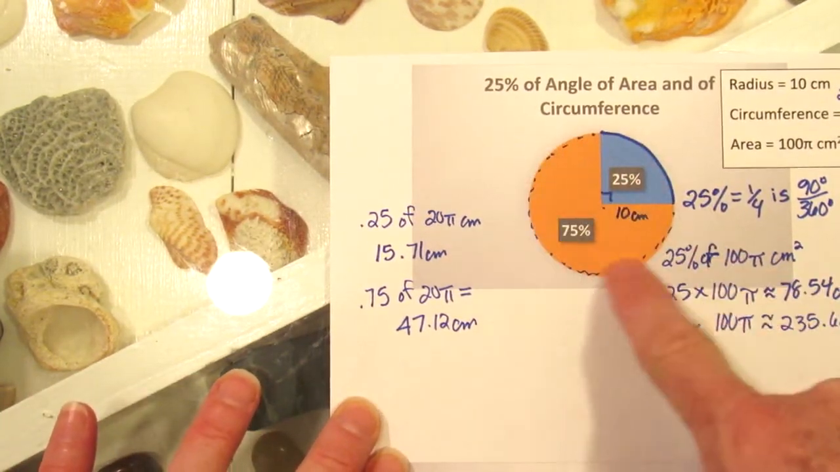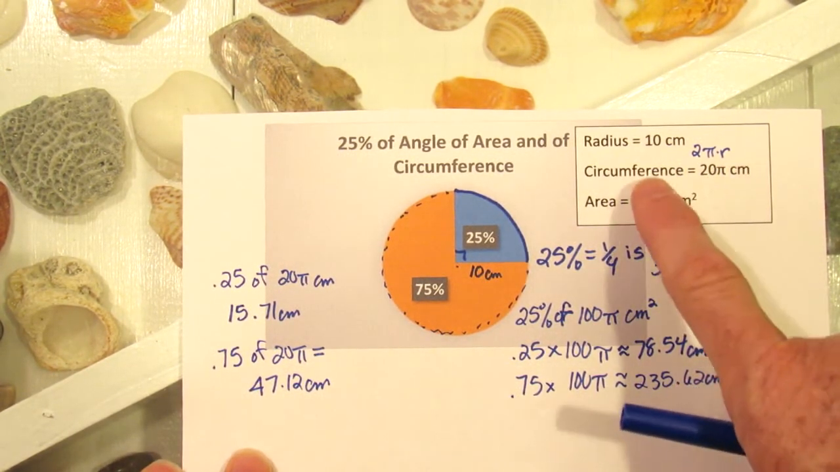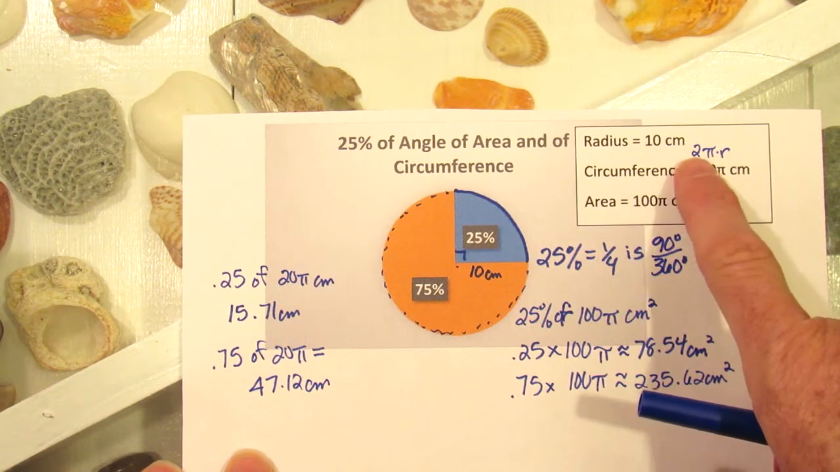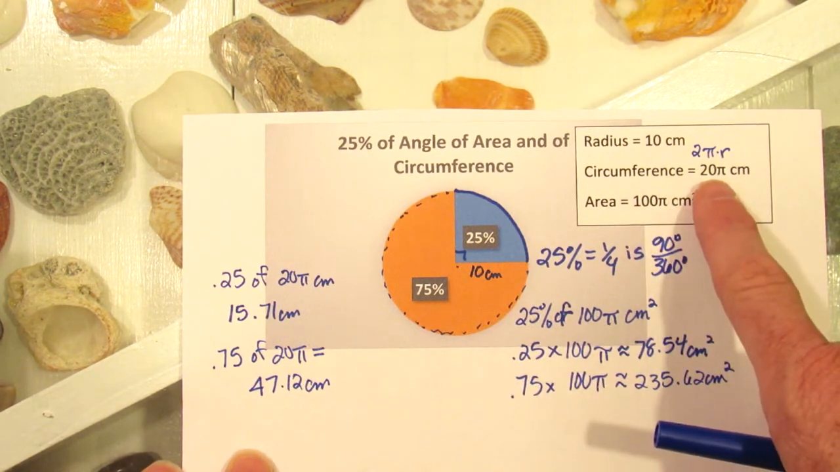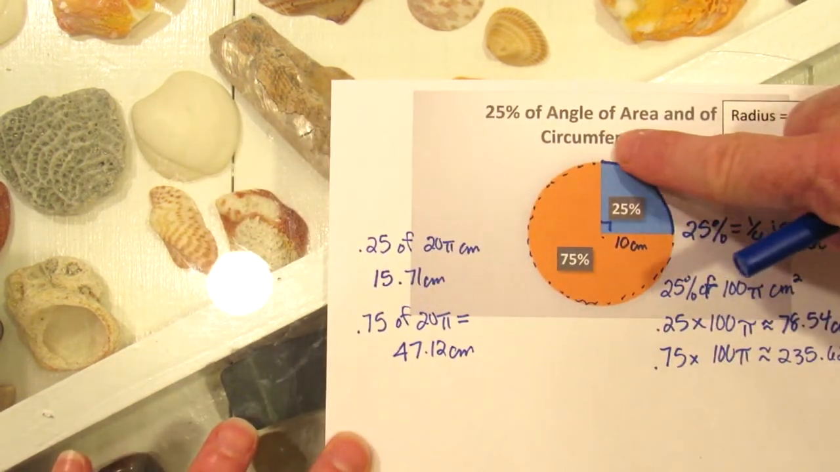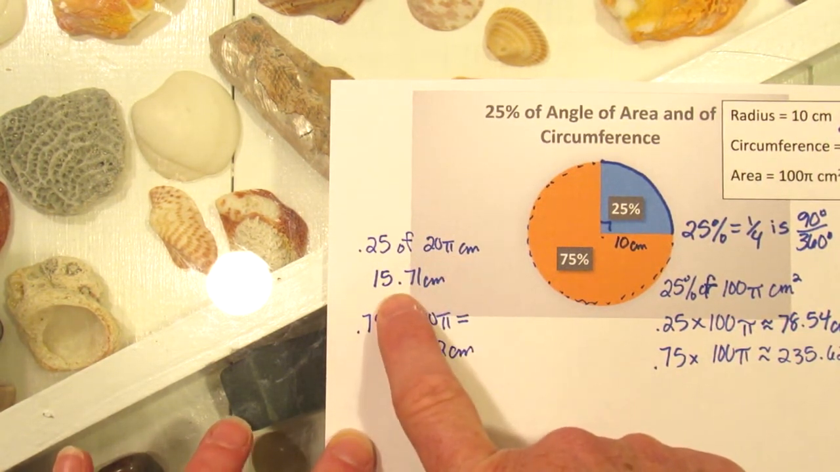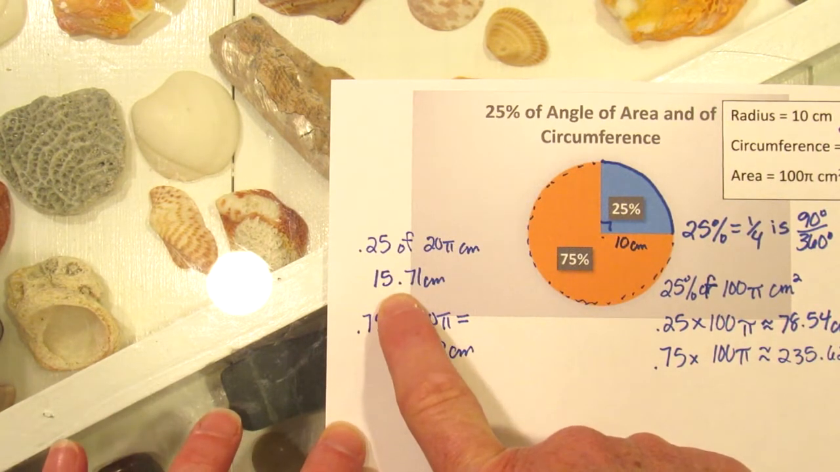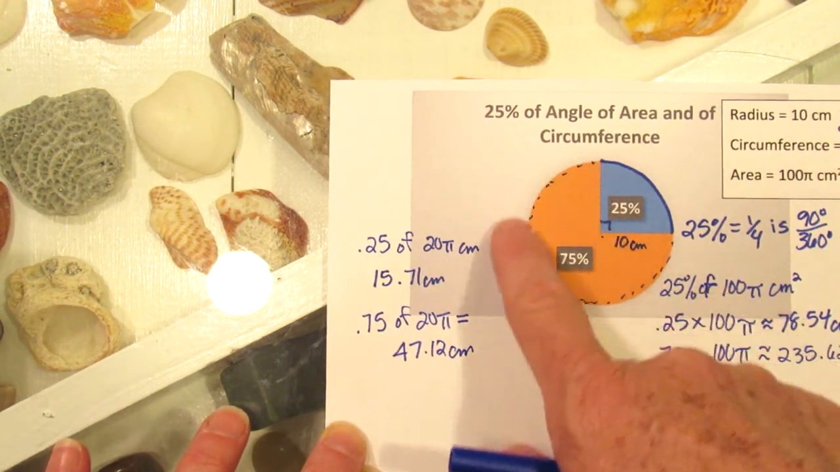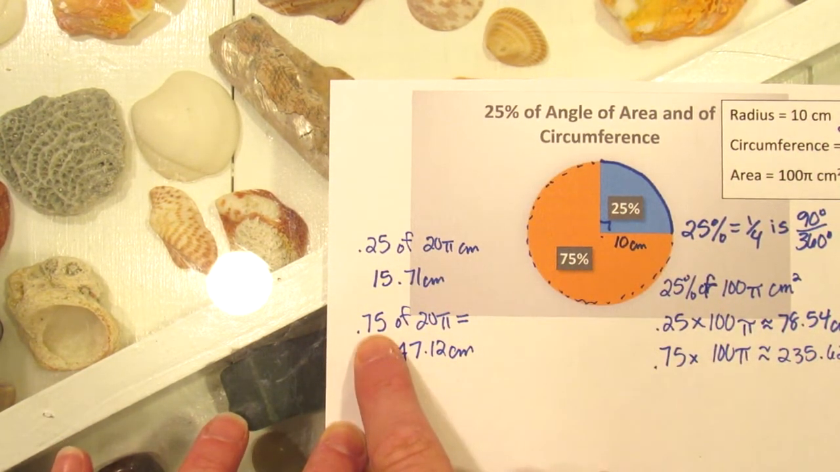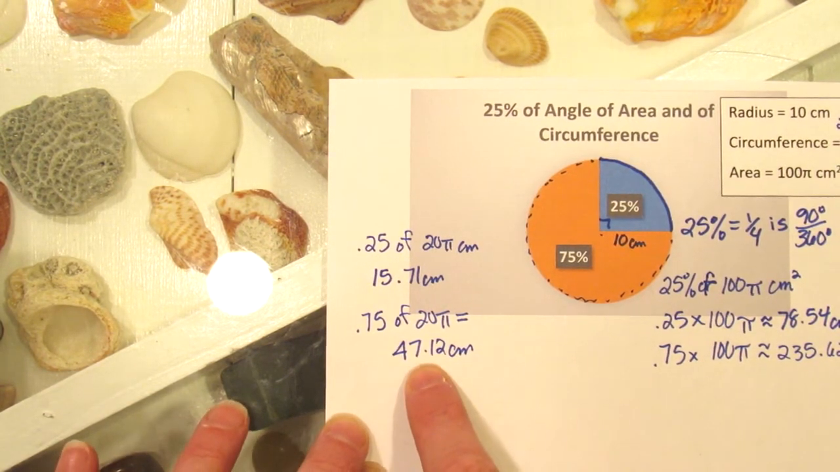The circumference of a circle is 2 times pi times radius. And so if my radius was 10, then 2 times 10 is 20. So the circumference all the way around the circle would be 20 pi. So the length along the blue part is 25% of 20 pi, or approximately 15.71 centimeters. If I wanted the length along the orange part, that's the arc length along the orange part, it's 75% of 20 pi, or 47.12 centimeters.